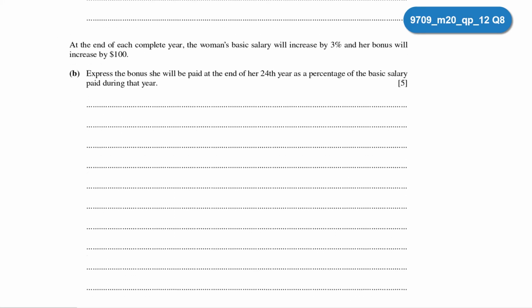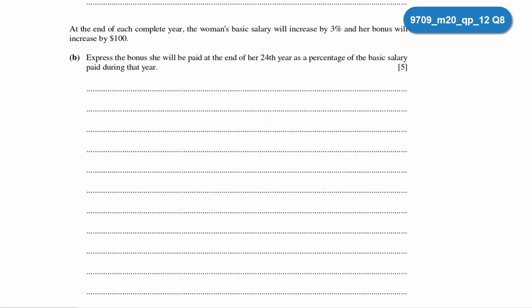We go to part B. At the end of each complete year, the woman's basic salary will increase by 3% and her bonus will increase by $100. Express the bonus she will be paid at the end of her 24th year as a percentage of the salary paid during that year.